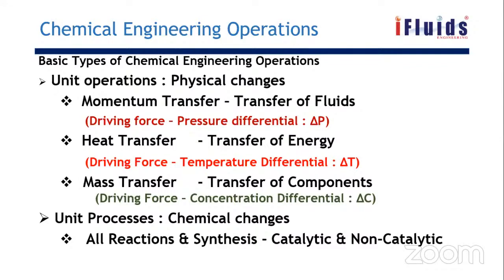For heat transfer, the transfer of energy is due to the temperature difference, where we can increase or decrease the temperature of a fluid, or convert a liquid to a vapor through heat transfer. Mass transfer is through a concentration difference, where the examples are distillation and absorption. And unit process is a chemical change where reactions are involved.